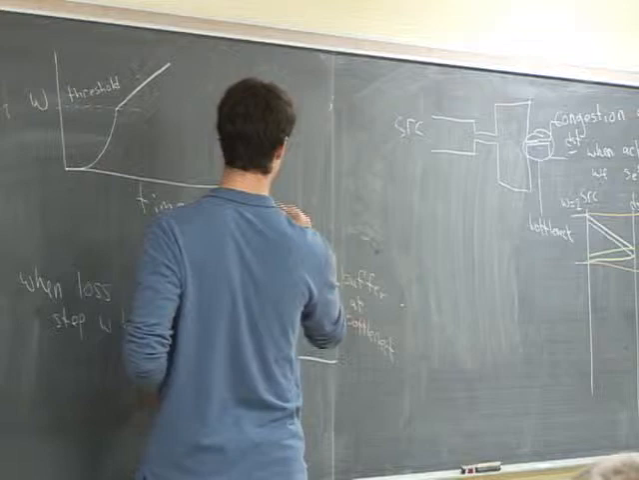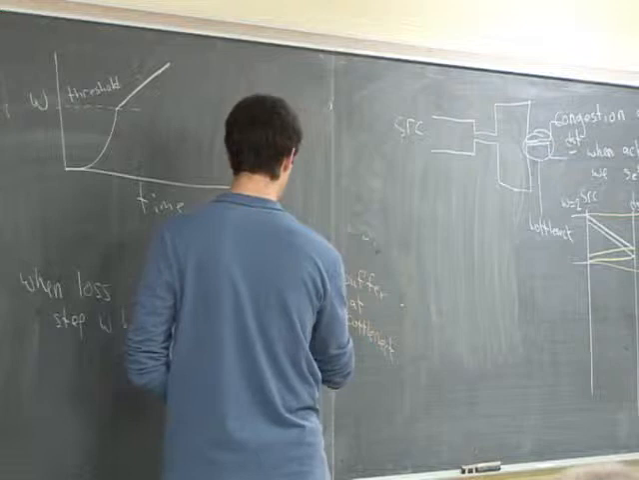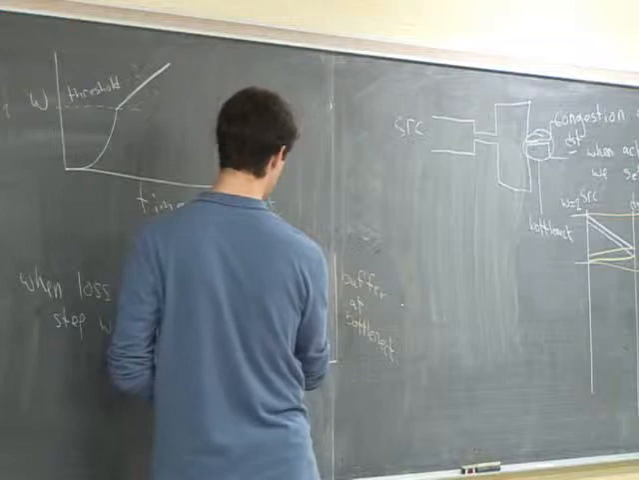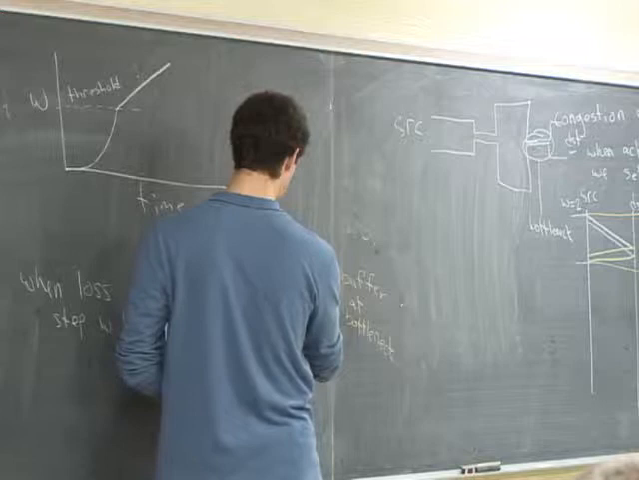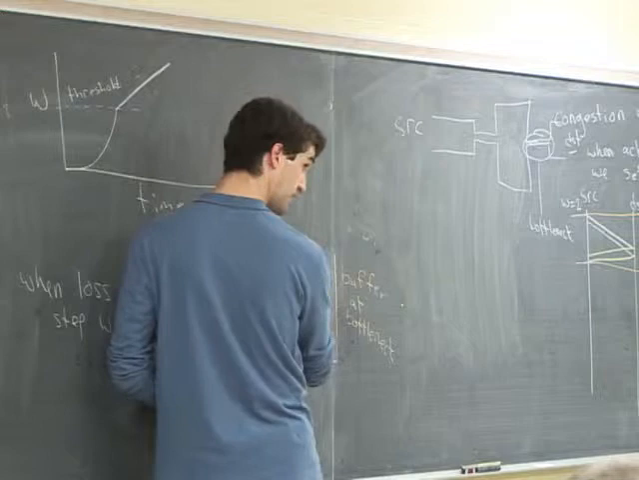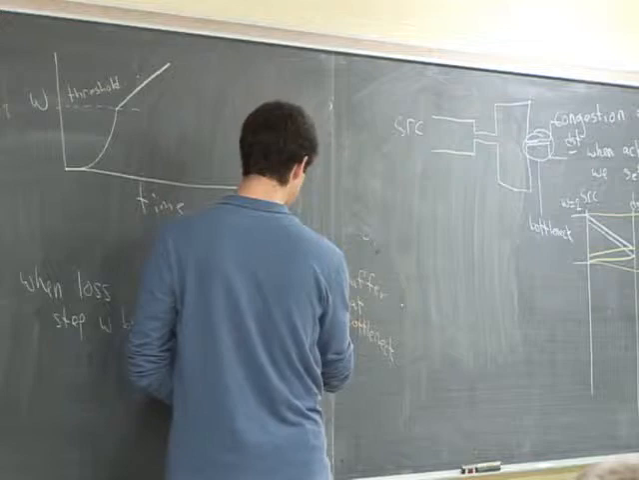So we step our window down by one, and we go back to congestion avoidance mode. Well, at this rate, we're going to get another packet loss. So there's a packet loss there. So we step back one. Again, at that rate, we have a packet loss. And so we get this really small sawtooth pattern, right?